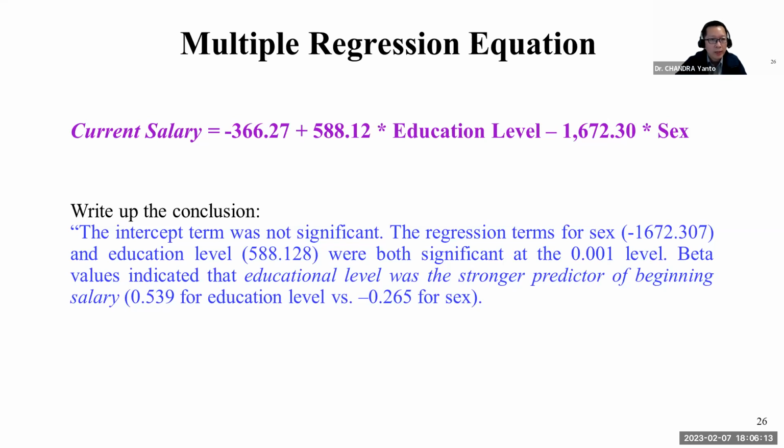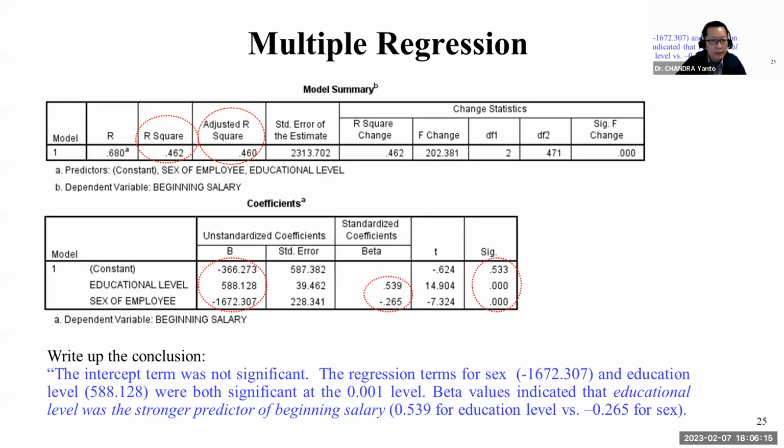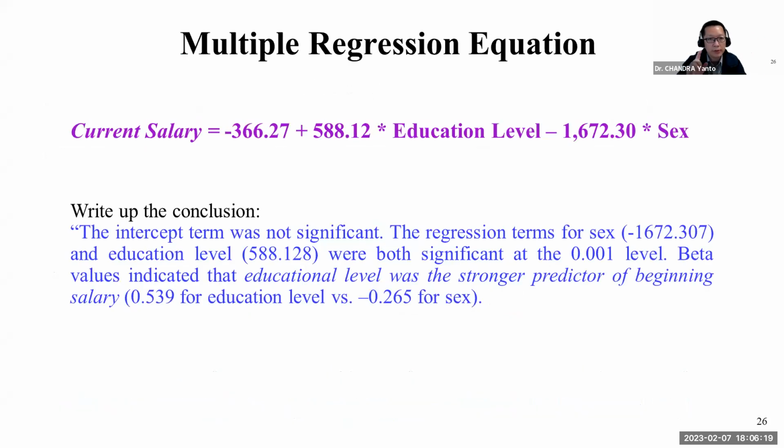So this is how you represent your multiple regression equation. So you write that current salary, 366.27 is the constant or the intercept. So current salary equals minus 366.27 plus 588.12 multiplied by education level minus 1672 multiplied by sex. So the conclusion is the same as the previous slide. So this is just how you write it up.